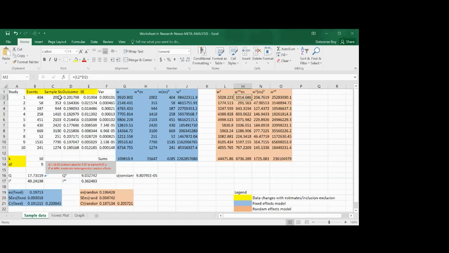So all you need to do is put in your outcome variable values here, and then everything will be computed for you. Now, if you have more than 10, of course, you will need to put in more rows here and change your K and DF. The calculation is pretty simple. I just put in the events and the sample, and then everything got populated.